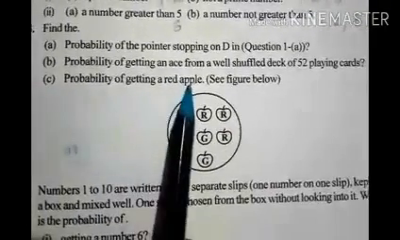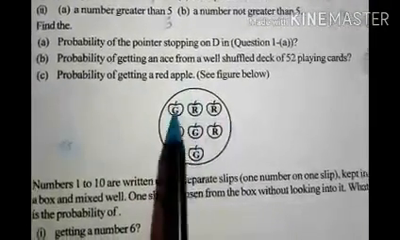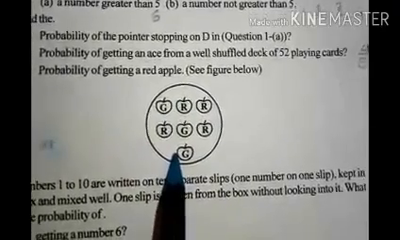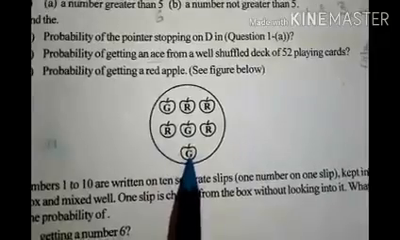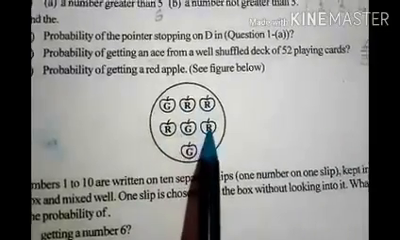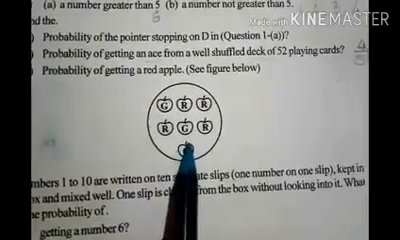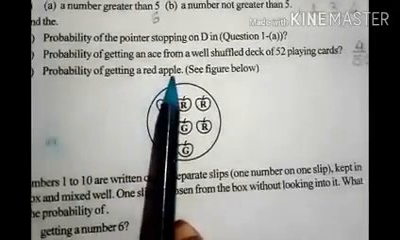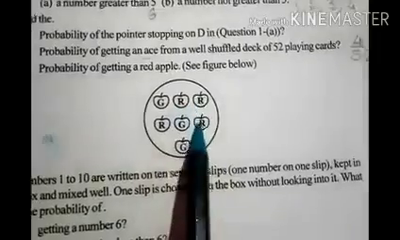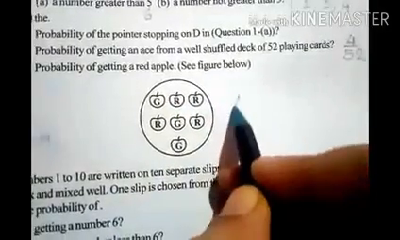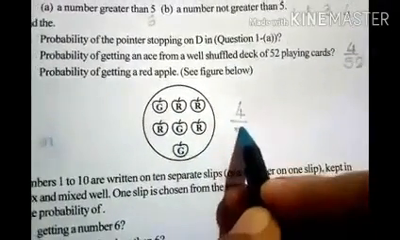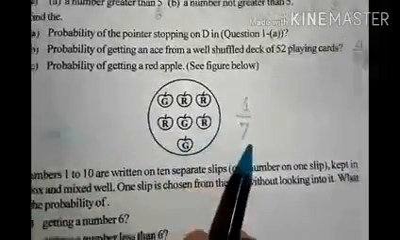Coming to this one. Probability of getting a red apple. See this figure? How many green apples are there and how many red apples are there? If you see, there are 3 green apples and 4 red apples. And total how many apples are there? 7. They are asking probability of getting red apples. So total 4 out of 7. So that is the probability. Simple. But you write properly in your notebook. We are just discussing these questions.